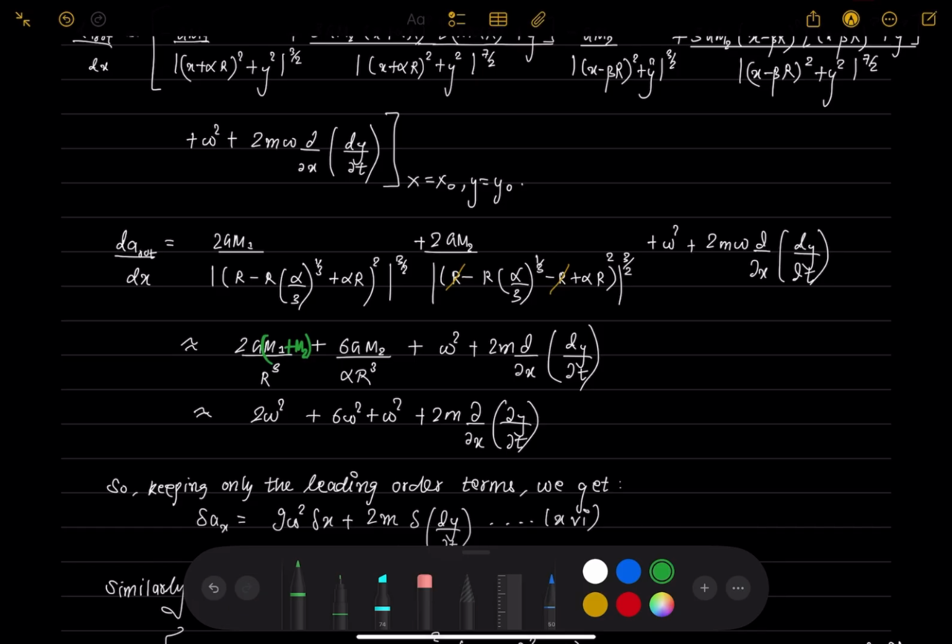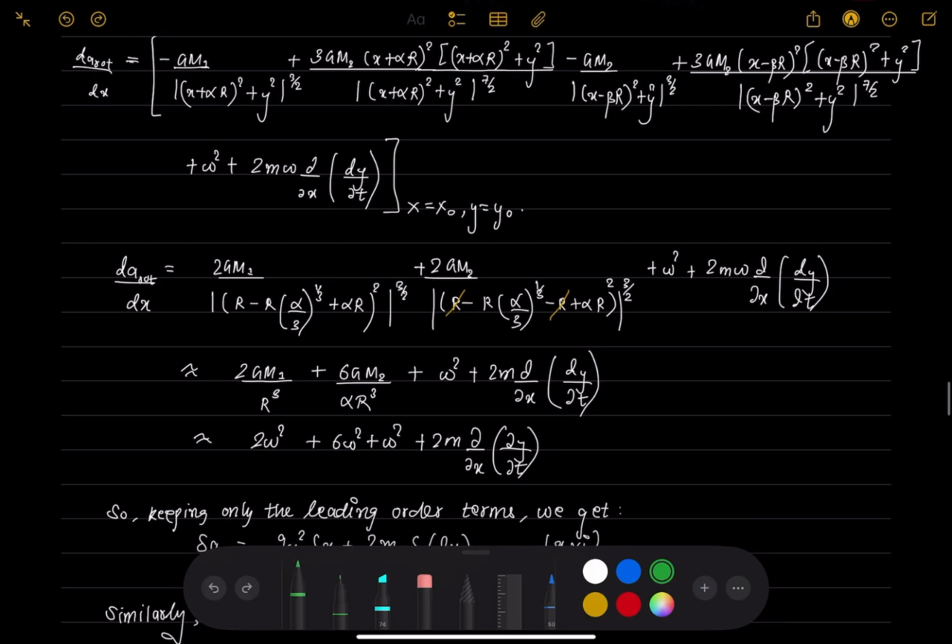But m2 is really, really small. So the leading order is still omega squared there, right? So the first term can be written as 2 times omega squared. The second one is even more interesting because it can be written as 6 times omega squared. And let's see how that is the case.